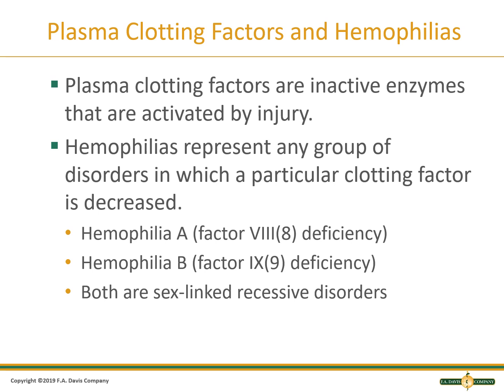So when these enzymes are poorly made, or if they're mutated, or there's something impaired with their functionality, it leads to issues with the hemostasis process. Because of that, we have issues known as hemophilias, and hemophilias represent any group of disorders in which a particular clotting factor is decreased. So we have hemophilia A, which is a factor VIII deficiency. We also have hemophilia B, which is a factor IX deficiency. Both hemophilia A and hemophilia B are sex-linked recessive disorders.